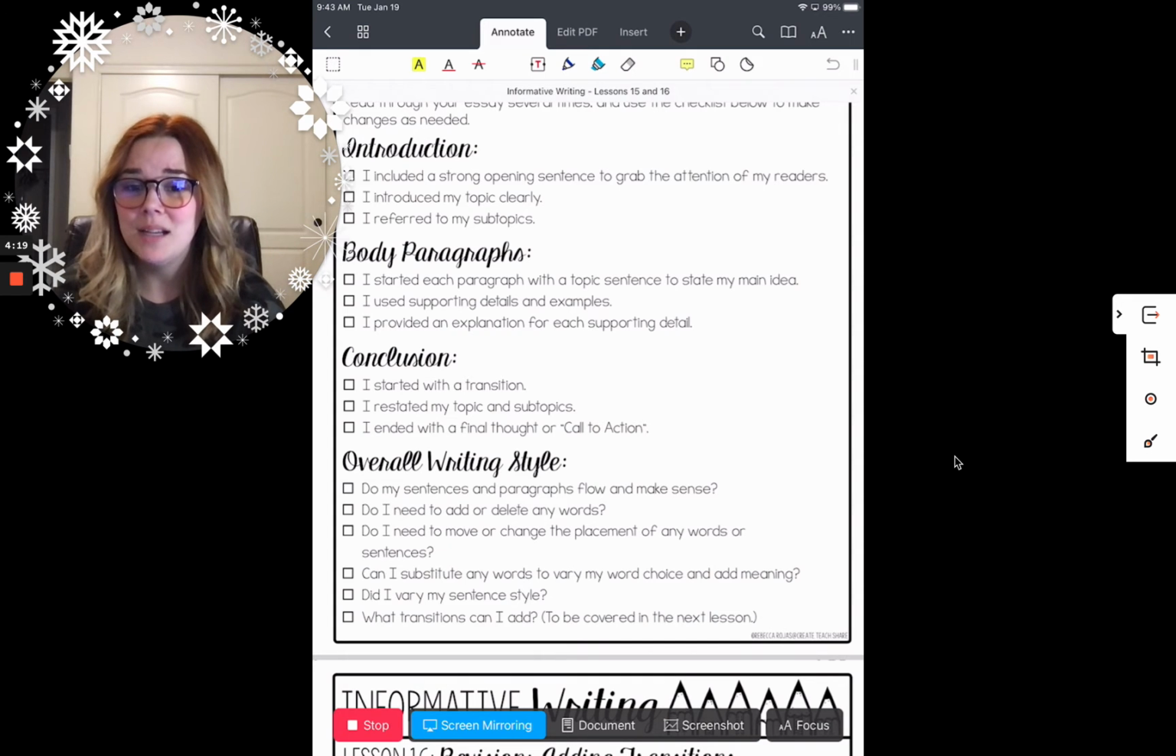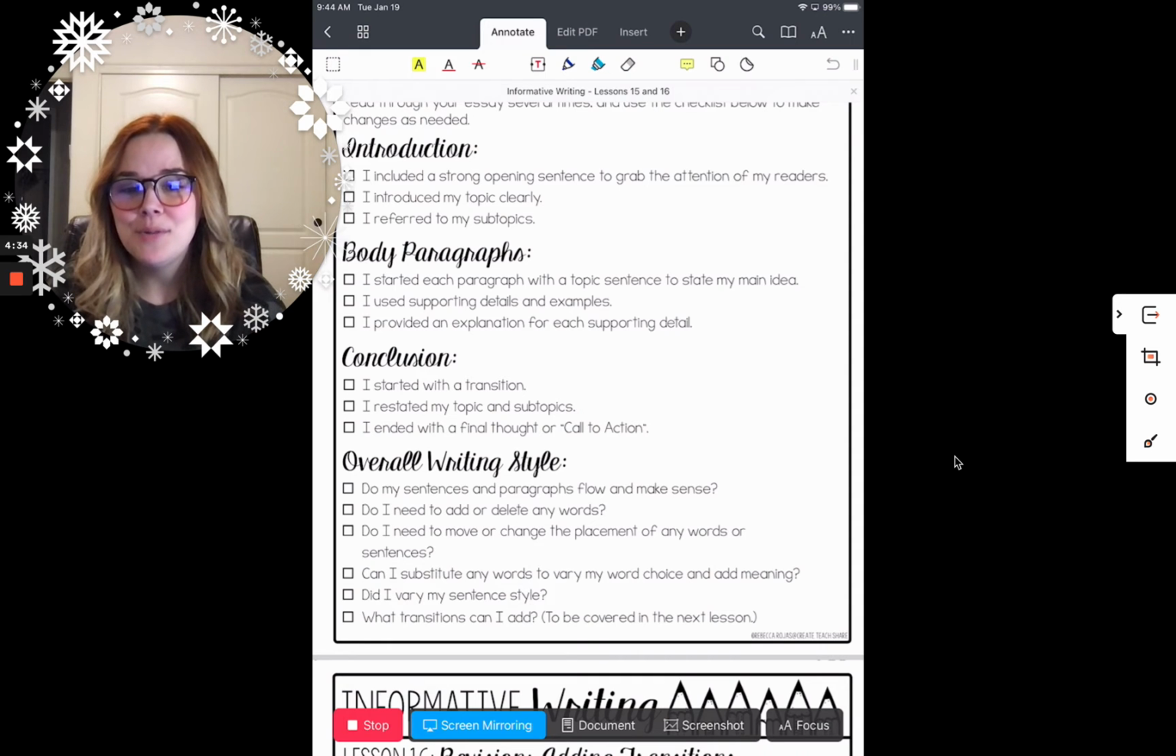Make sure that everything makes sense. Do I need to move or change the placement of any words or sentences? Are your sentences in an order that makes sense? Would it make sense to move one of them around? Read through it and see.